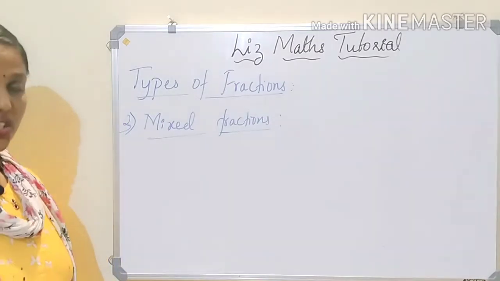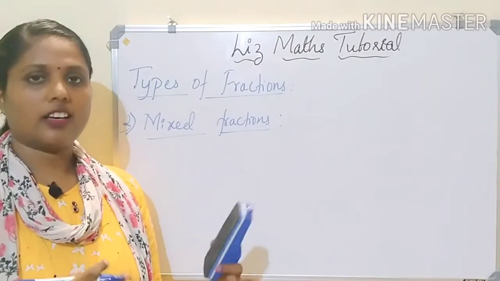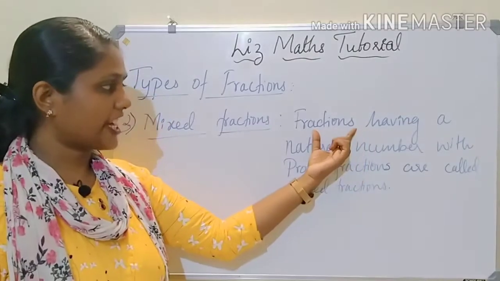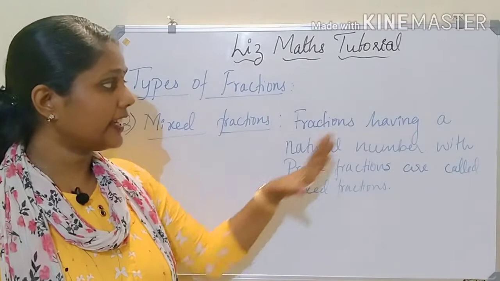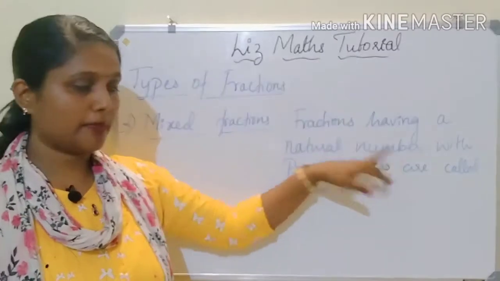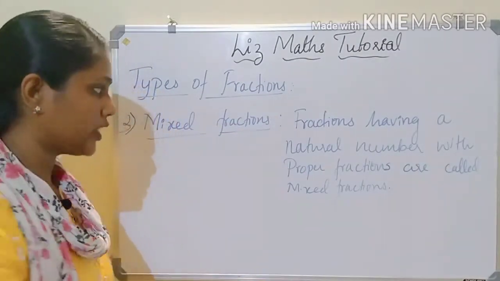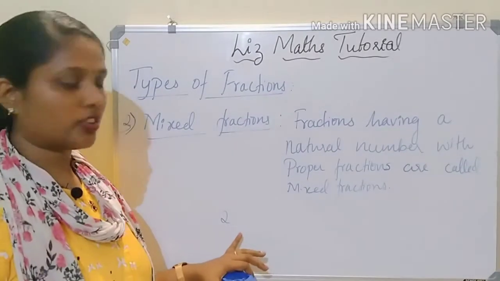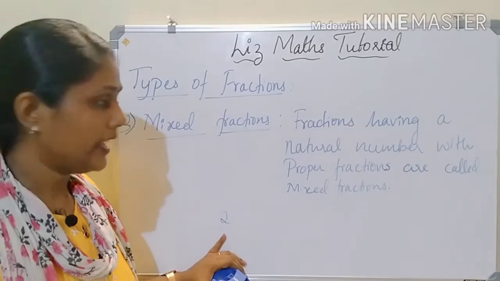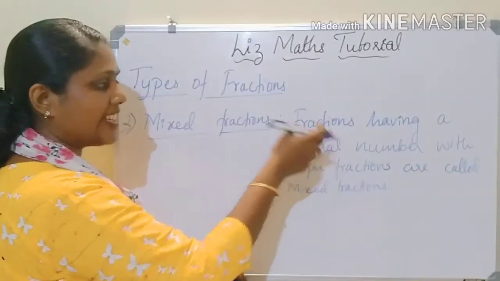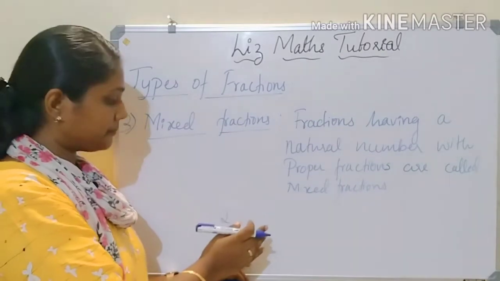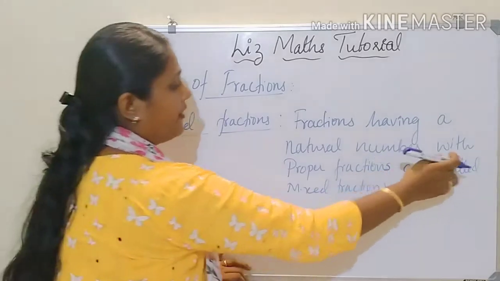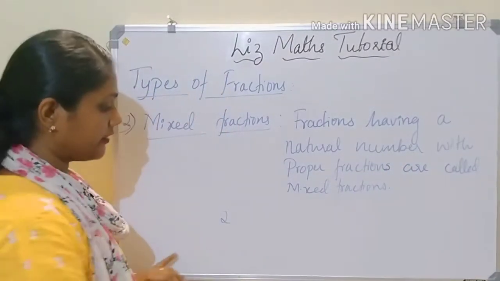Mixed fractions. What is mixed? Something mixed together, isn't it? So what is mixed together here? Let us see how a mixed fraction looks. It should have a natural number. You know which are natural numbers: 1, 2, 3, etc. So let me write one natural number, that is 2. 2 belongs to the natural numbers. So here, fractions have a natural number, and together with this there is one more thing: a proper fraction.